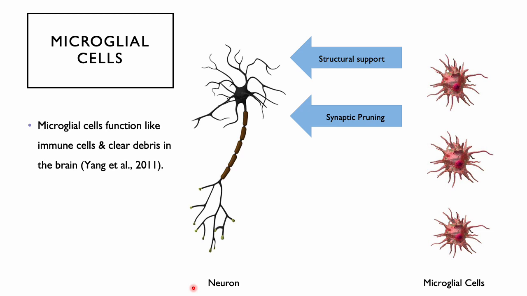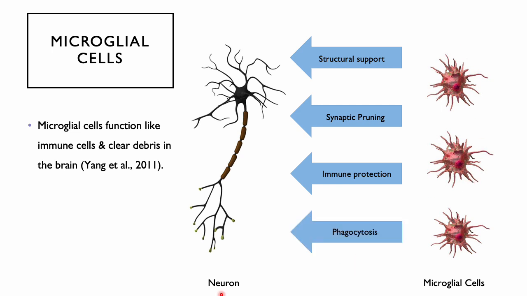Imagine if we had to remember every single thing we learned every day. We form new synapses constantly. The brain is so amazing that it can prune away unwanted synapses so that we don't have to carry too much information with us. And so microglial cells actually play a role in helping with synaptic pruning for neurons. Also, microglial cells, of course, provide immune protection against any unwanted pathogens or bacteria by phagocytosing that debris.